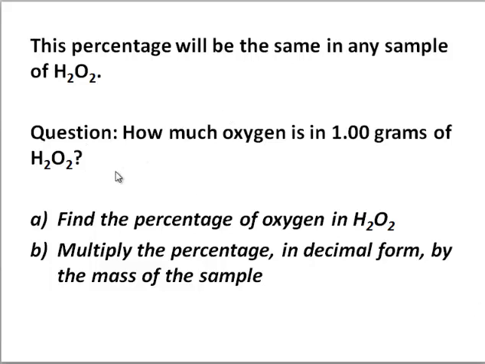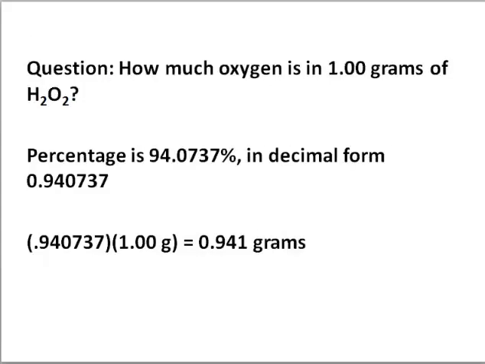You can attempt it at this point before moving on in the presentation and seeing the solution. So again, if the question is how much oxygen is in 1 gram of H2O2, the percentage is 94.0737%. We just calculated that previously. In decimal form, this is 0.940737. 0.940737 times 1 gram is 0.941 grams.